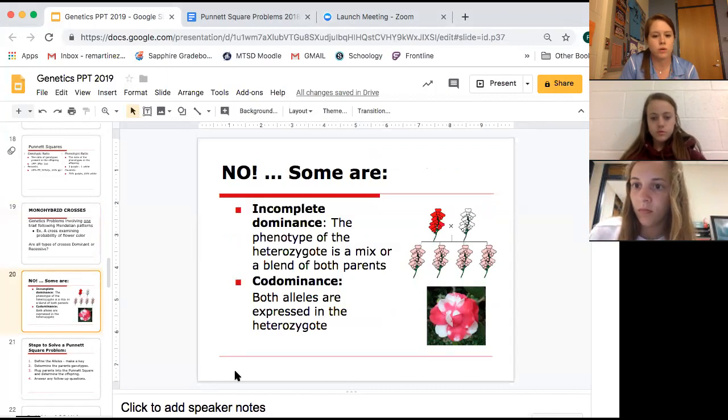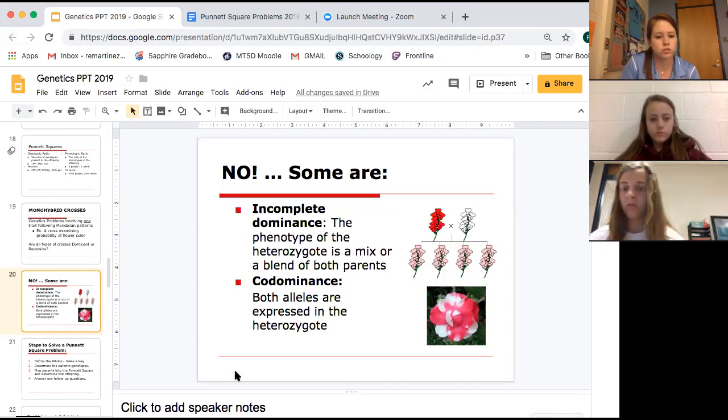And that comes from, the incomplete comes from that one allele is not going to be completely dominant over the other. And then codominant is when you have a red flower and a white flower, and if they are mated together, your heterozygote, you're going to see both. You're going to see some sort of pattern. Could be spotted, could be striped, could be just a random pattern, but you're going to see both.